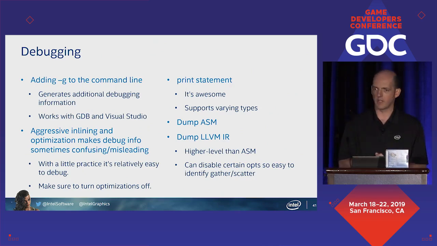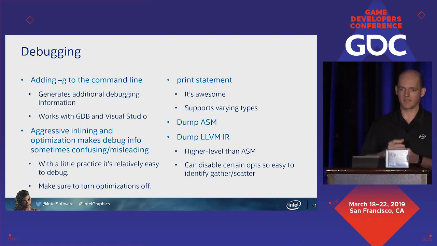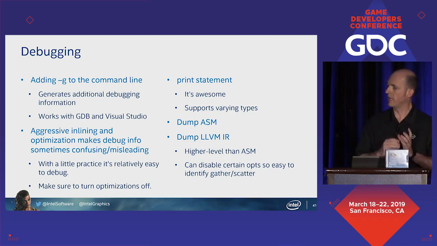But if all else fails, we've always got printf. Everyone loves a printf. We don't actually have the fully fledged printf. It's kind of a cut down version of print, but it works really well. You can print your uniform data, you can print your varying data. So sprinkle this throughout your code, and it's a really nice way to see what's going on.